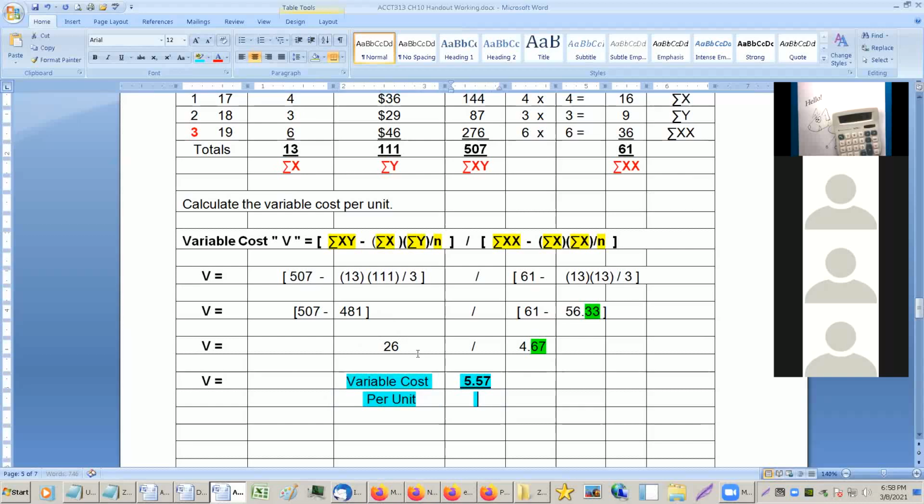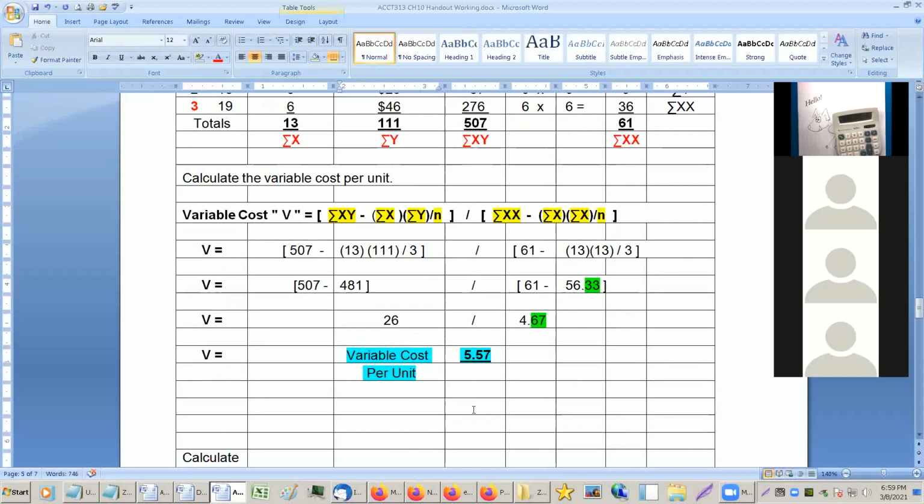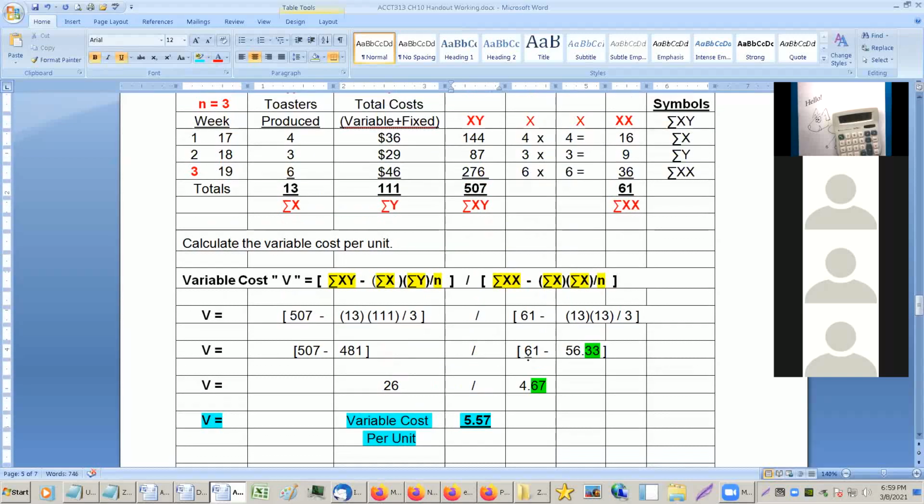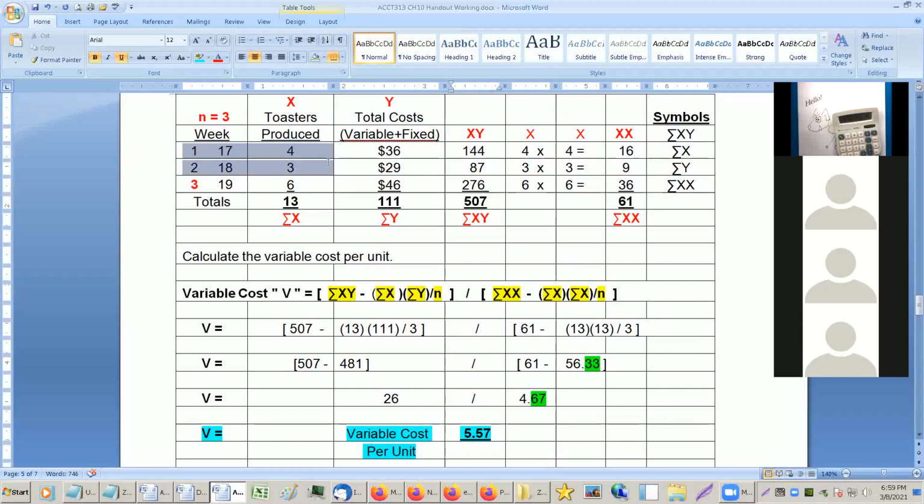Let's see, turquoise. No, that looks terrible. It looks terrible, but I'm going to leave it. So this is our variable cost per unit. This is our best estimate of what the variable cost is per unit. And again, you notice that unlike the high-low method, we took everything. We took all the data points. Again, the reason for doing that is it's more accurate.